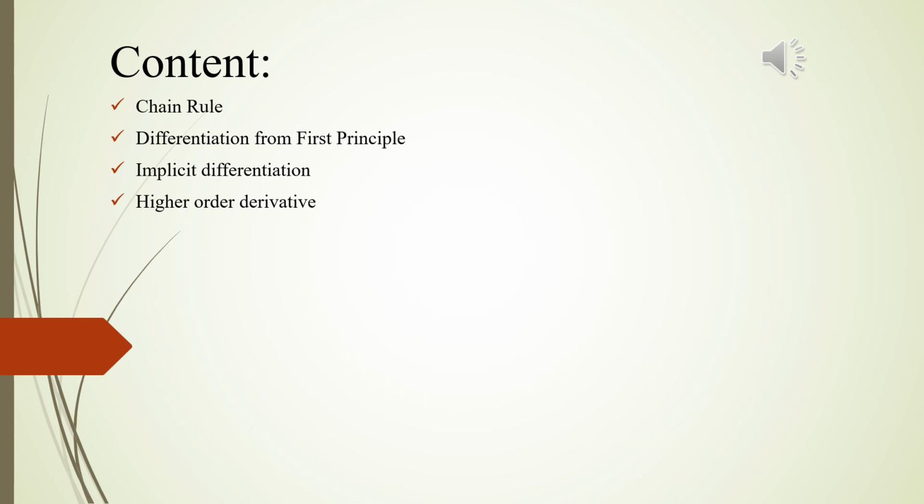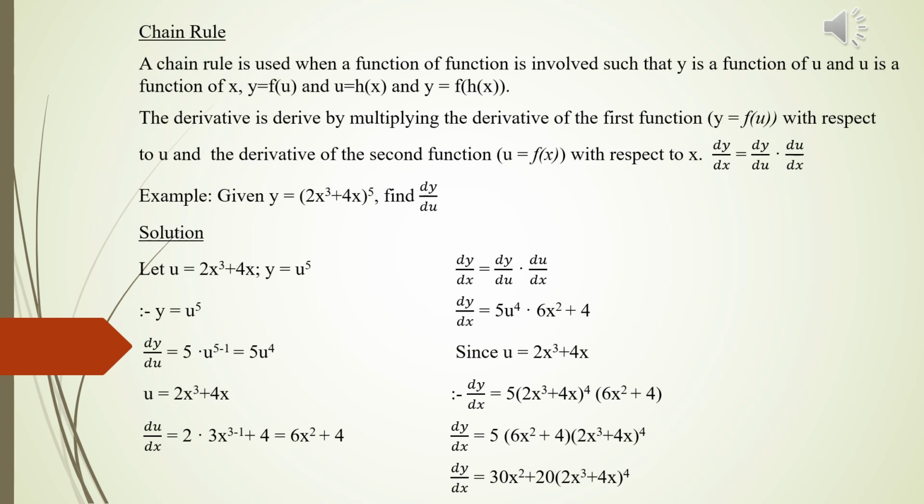So in this tutorial today, we'll be looking into chain rule, differentiation from first principle, implicit differentiation, higher order derivative. Chain rule. A chain rule is used when a function of function is involved, such that y is a function of u and u is a function of x. That is, y equals f of u, and u equals h of x, and y equals f of h of x.